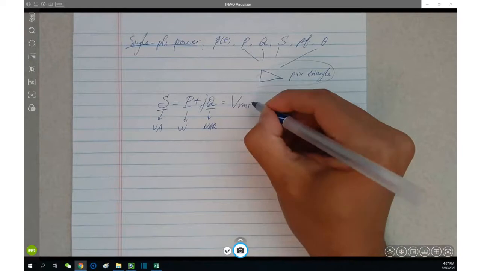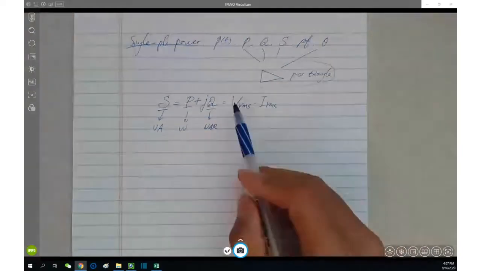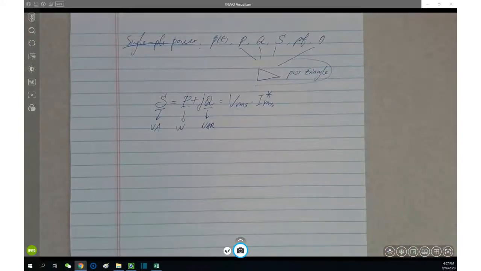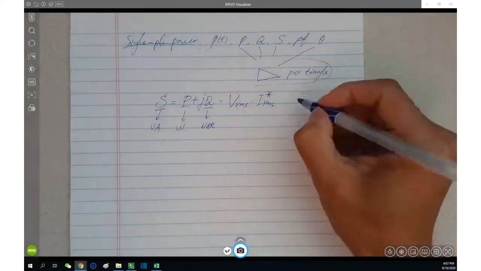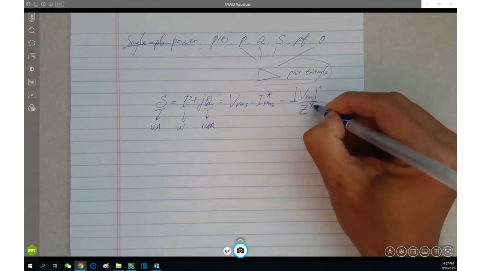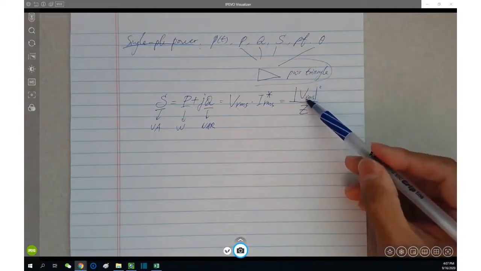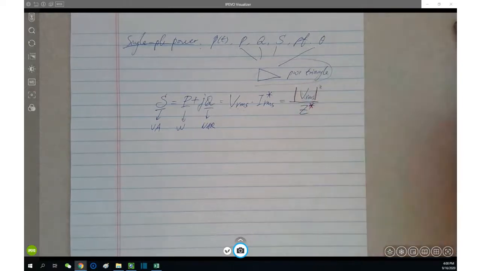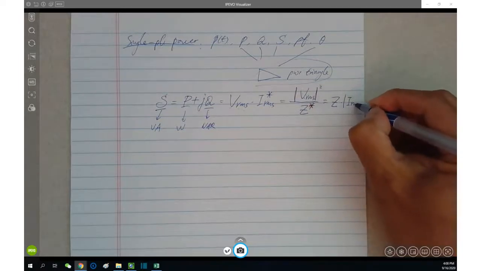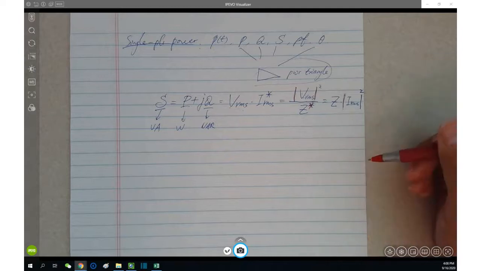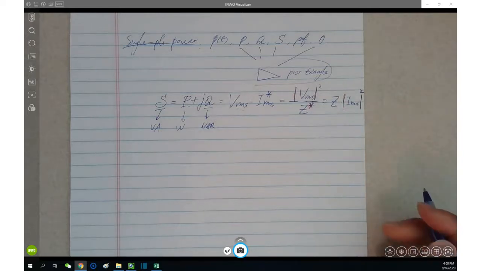Besides, it equals what? Voltage RMS phasor times the conjugate of the current RMS phasor. Don't forget this. And also it equals what? We have two other versions. One is in terms of voltage and impedance: it equals the voltage RMS phasor magnitude squared, be careful, magnitude squared, divided by the impedance conjugate. And it also equals the current RMS phasor magnitude squared times the impedance. We notice there's no conjugate here. It's just Z itself. This is single phase, the basic formula we learned.